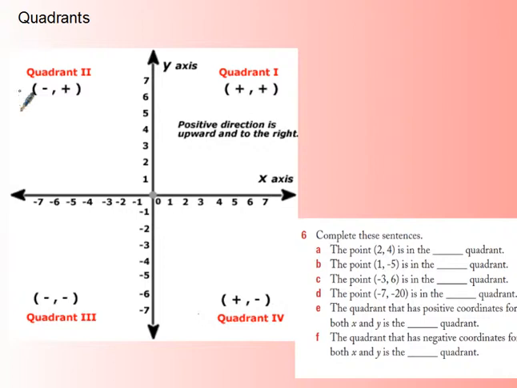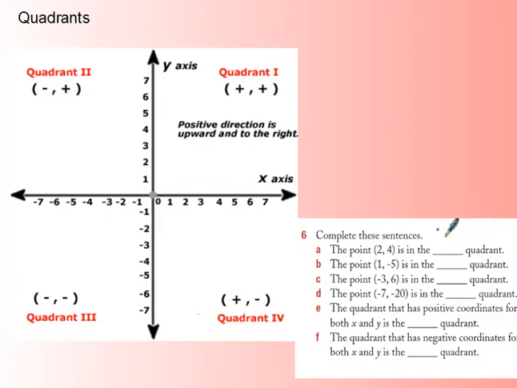When we move over to quadrant 2, we notice that all the x values in this quadrant are all negative, but the y values are still positive. So quadrant 2 is defined by having negative x values and positive y values. In the same way, quadrant 3 has negative x and negative y, and quadrant 4 has positive x and negative y.